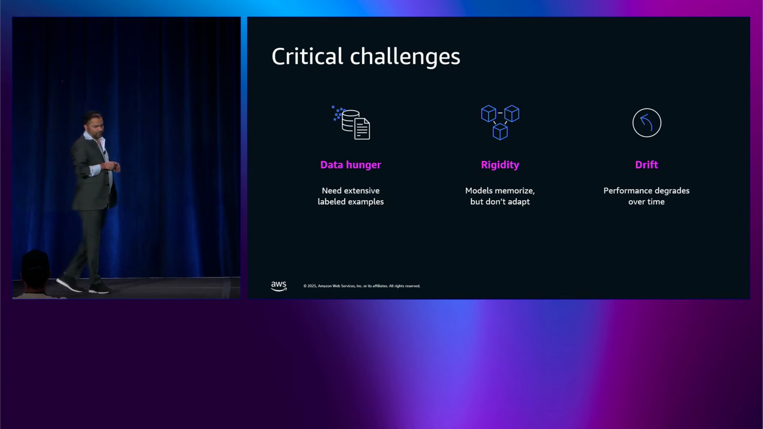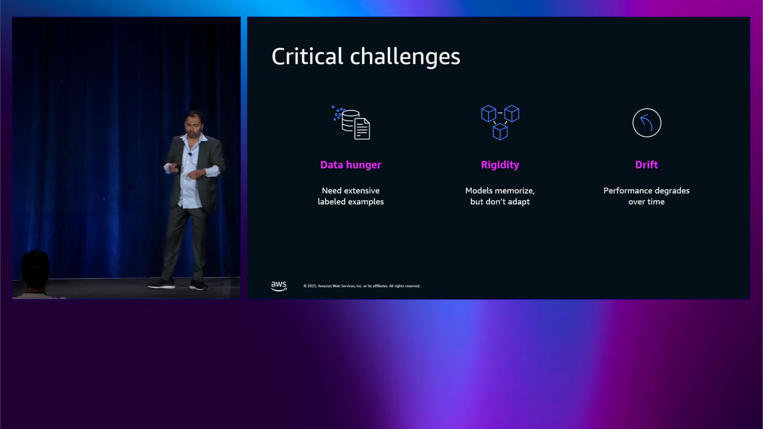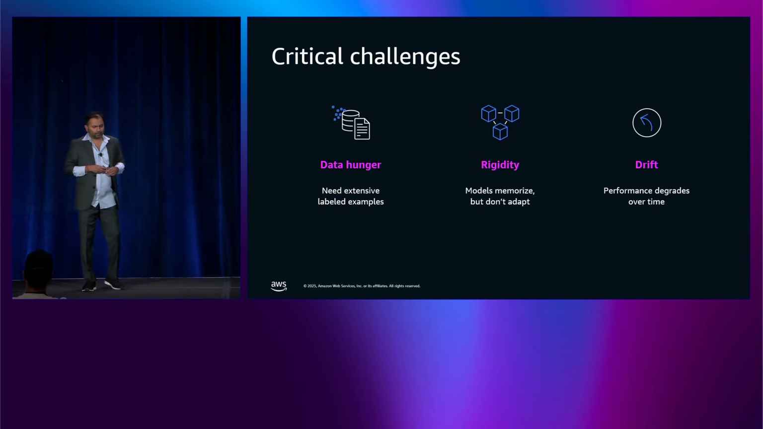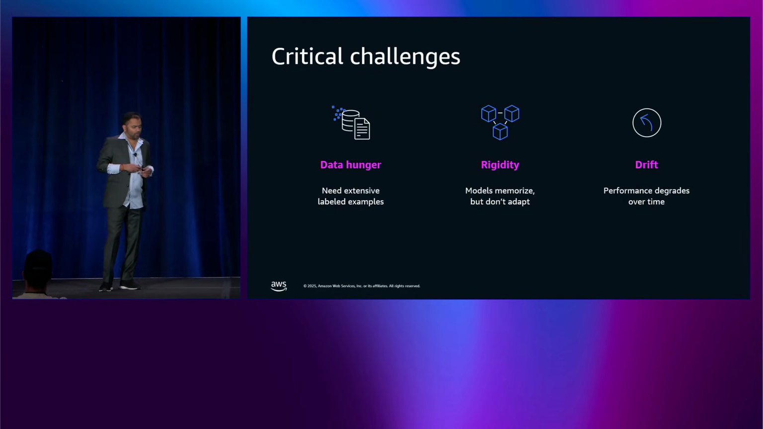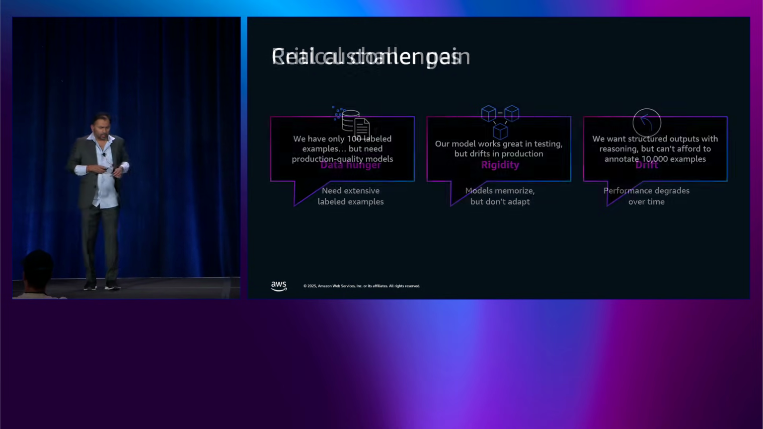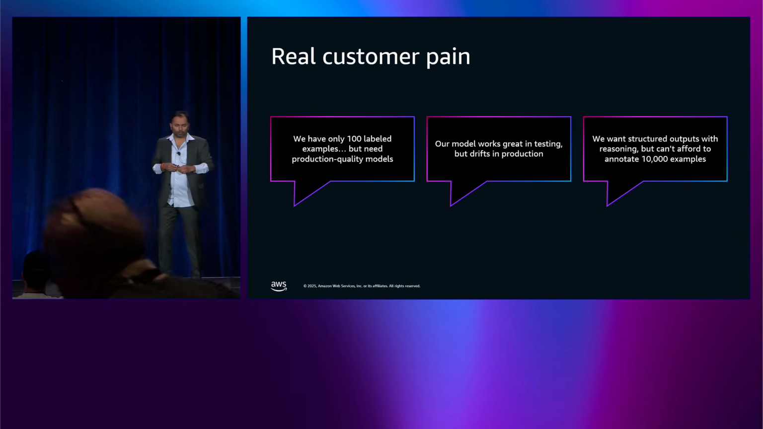Number two, it is rigid. Models may memorize, but may not adapt. The model may become too focused on your examples. And number three, model drift, where performance degrades over time. And if your data rules change often, then you have to retrain the model each time with the new data sets to keep it current. SFT also doesn't really do preference learning and aligning with human preferences very well.